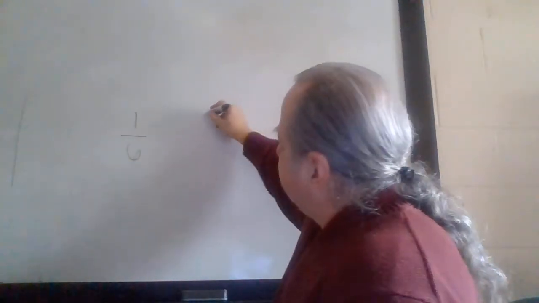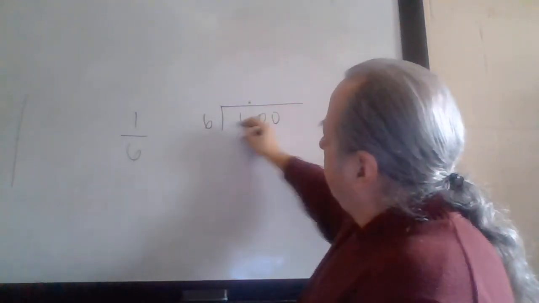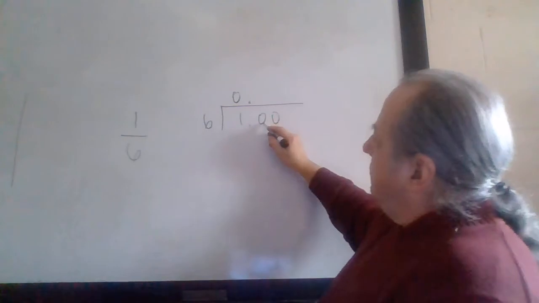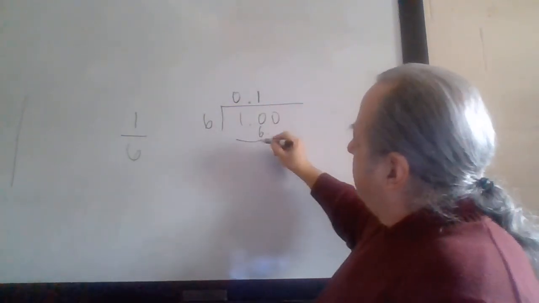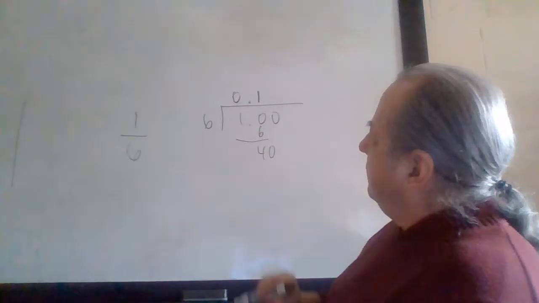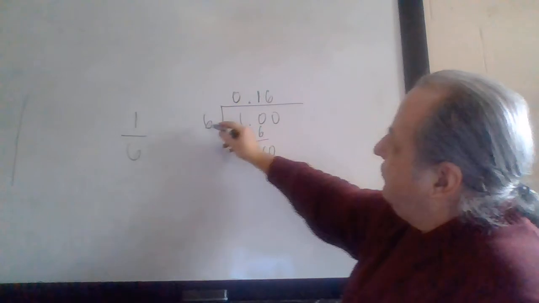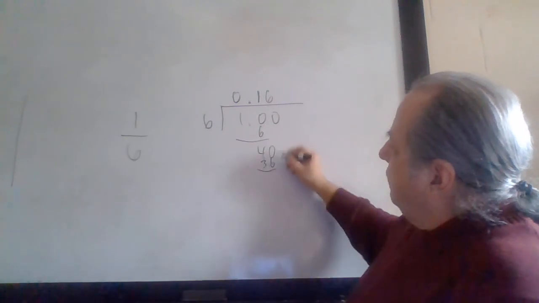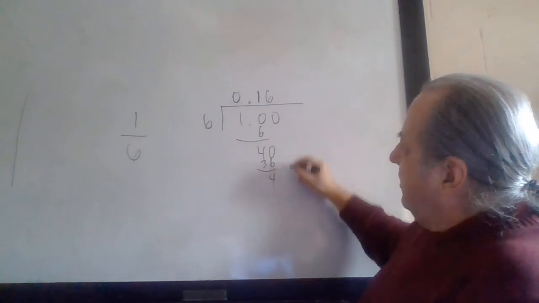1 divided by 6. 6 doesn't go into 1, but it does go into 10 once. 1 times 6 is 6. Subtract: 10 minus 6 is 4. Bring down a 0. 6 goes into 40 6 times. 6 times 6 is 36. 40 minus 36 is 4. You're probably already seeing what's happening if you did it when you were working it out.